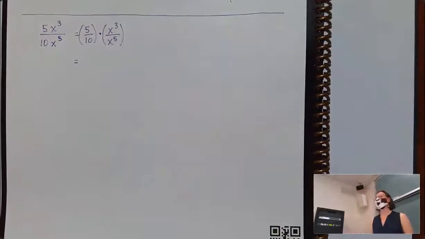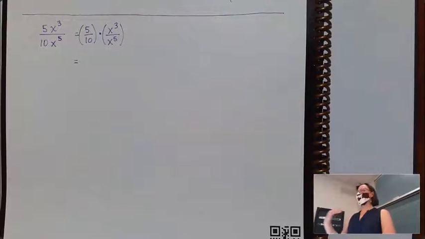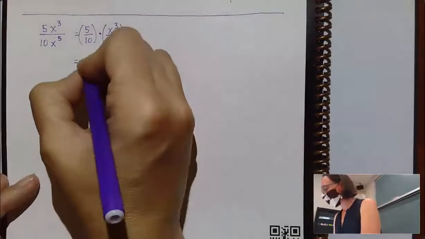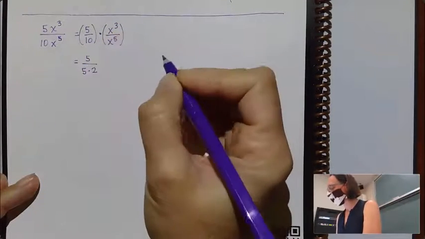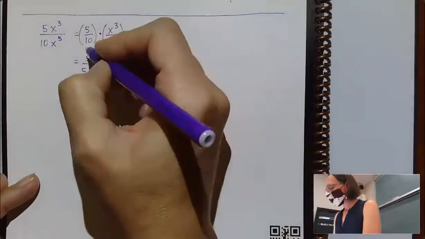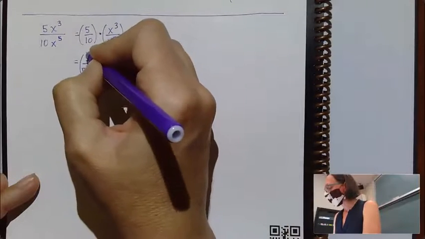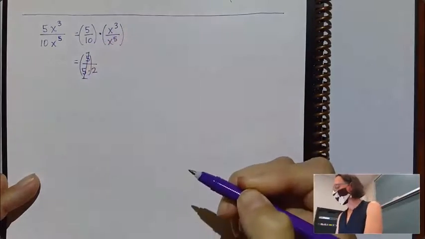This time simplifying the numbers doesn't involve dealing with exponents. It just involves remembering all of our fun rules about fractions. So I can take that 10 and rewrite it as 5 times 2, so that my 5 over 5 becomes a 1.